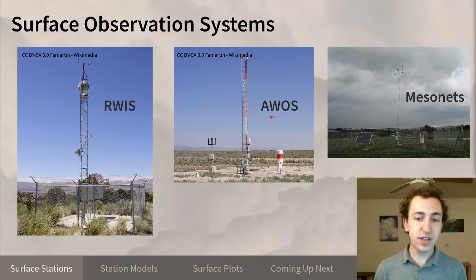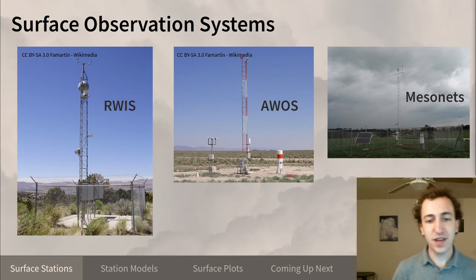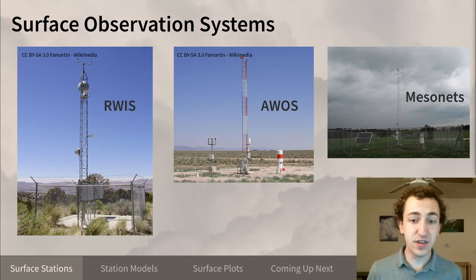We have AWOS. This is another automated sensor system. A lot of times these are your smaller or lower grade airport sensors. Of course, they're still very high quality equipment, but they aren't quite as robust and as complicated of a setup as your ASOS stations are, because these are more prevalent at like your municipal and regional airports.